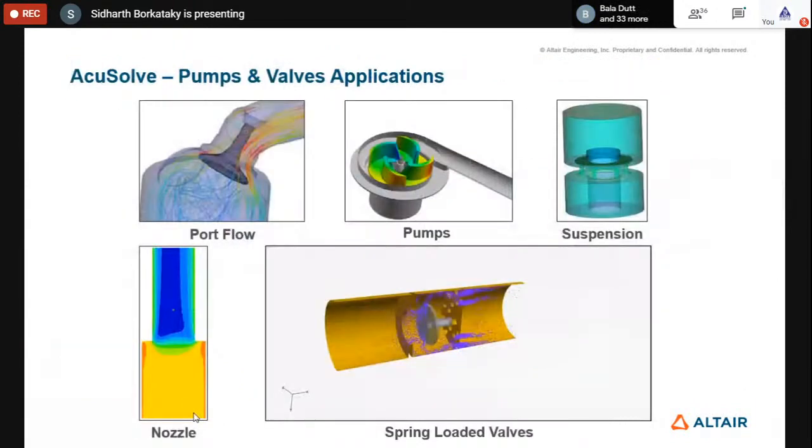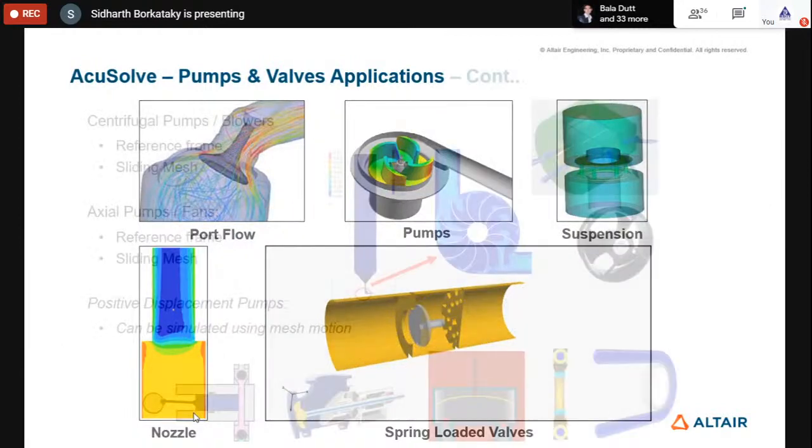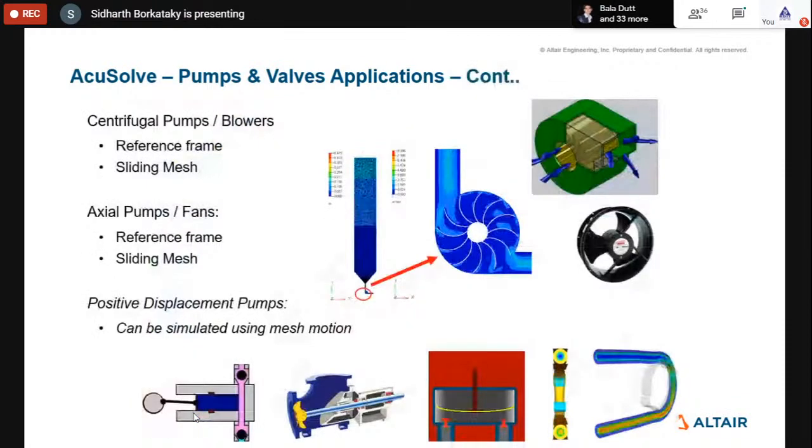Lastly, I would like to come to the pumps and valves industry, which also uses CFD in a very big way to do the majority of their work. Pumps, blowers and axial fans come under your turbo applications.